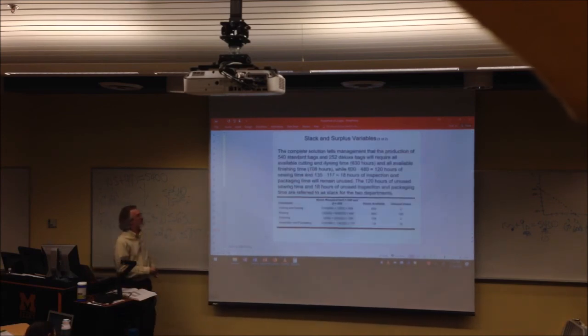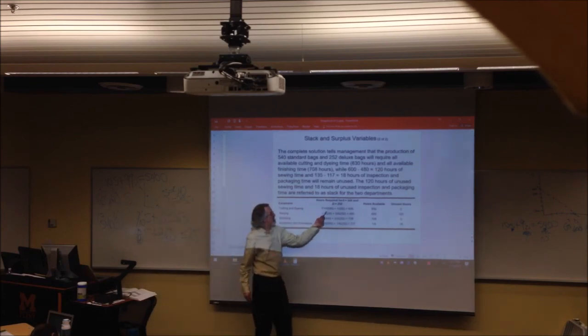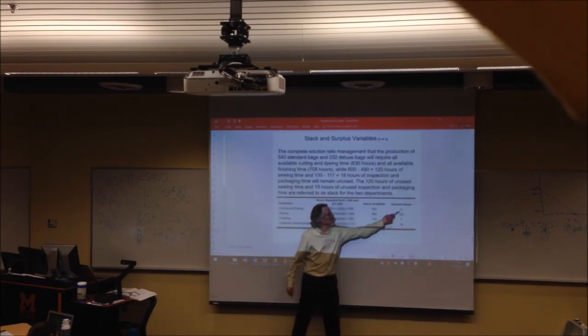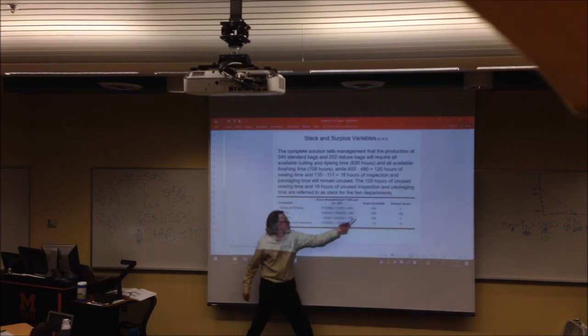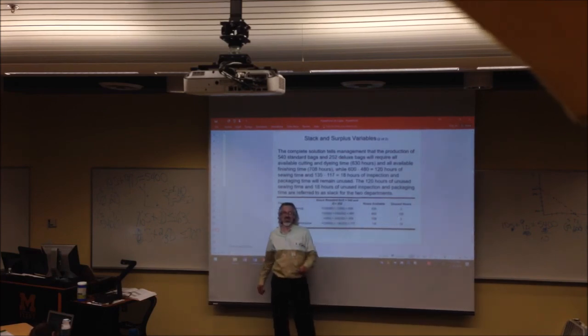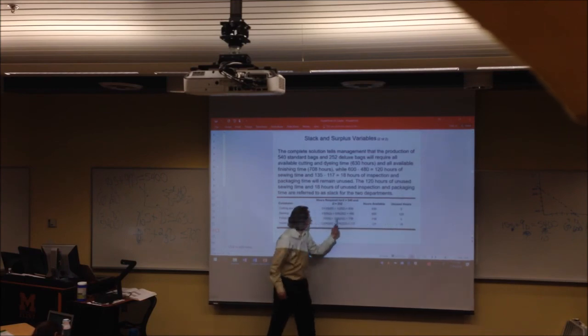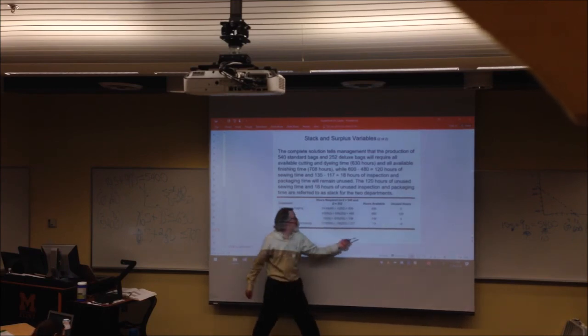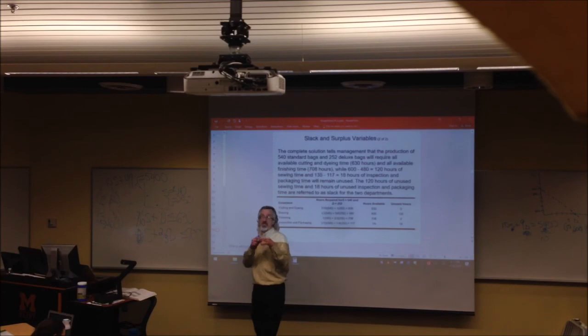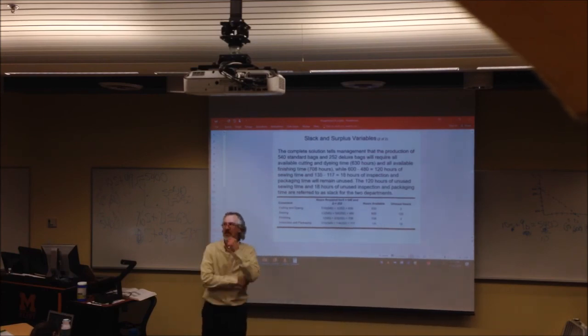And sure enough, cutting and dyeing was a binding constraint. You plug the numbers in, you get 630, no slack. Sewing, 120, slack. Finishing, 0. Inspection and packaging, 18.